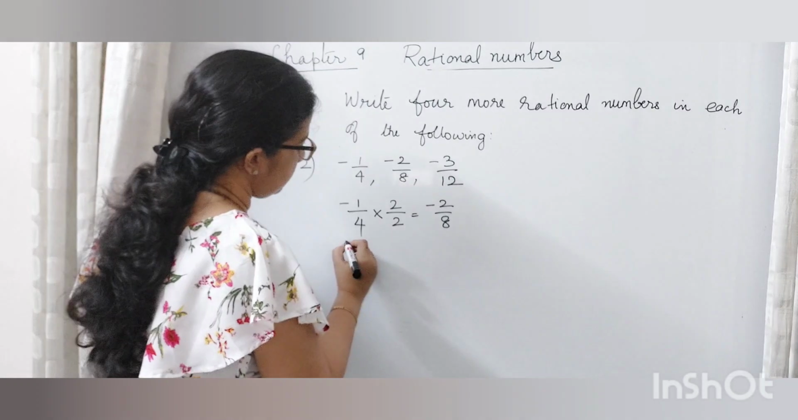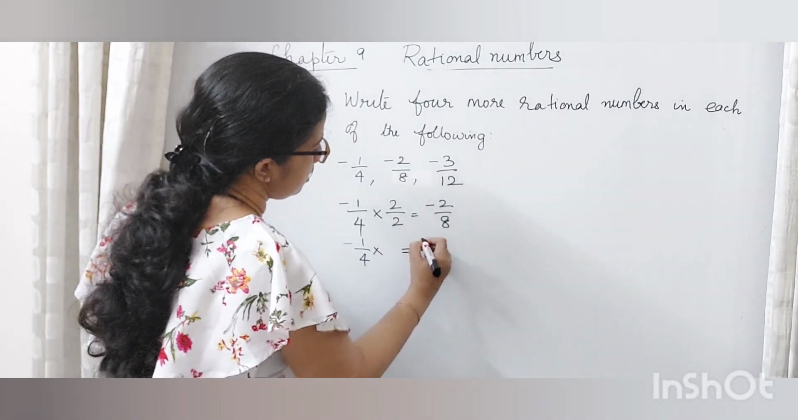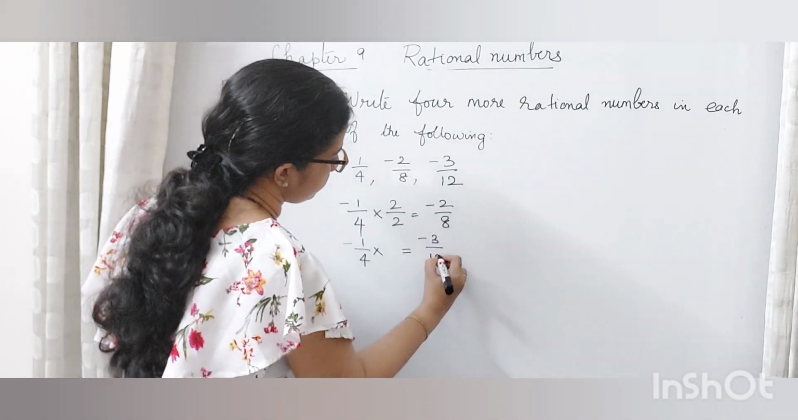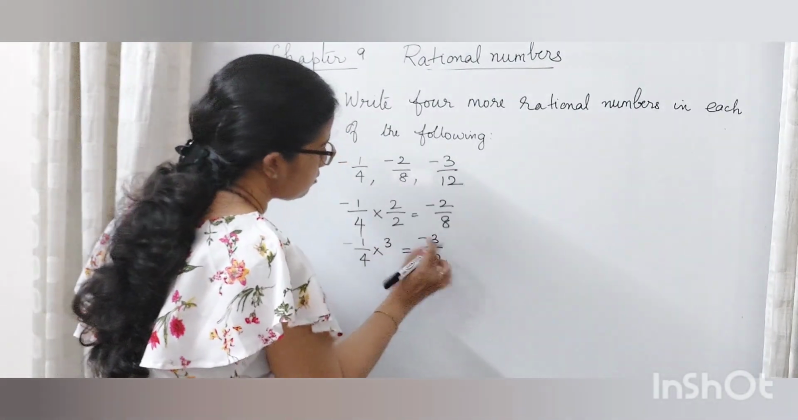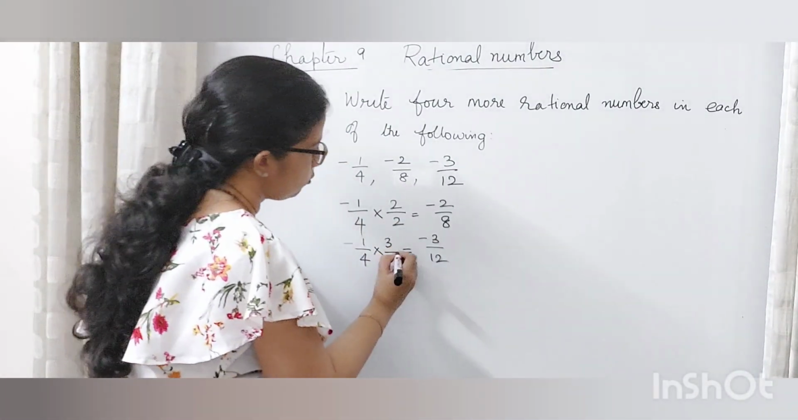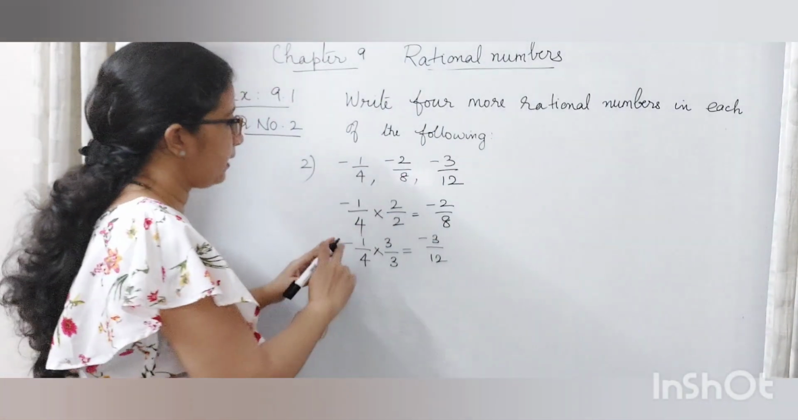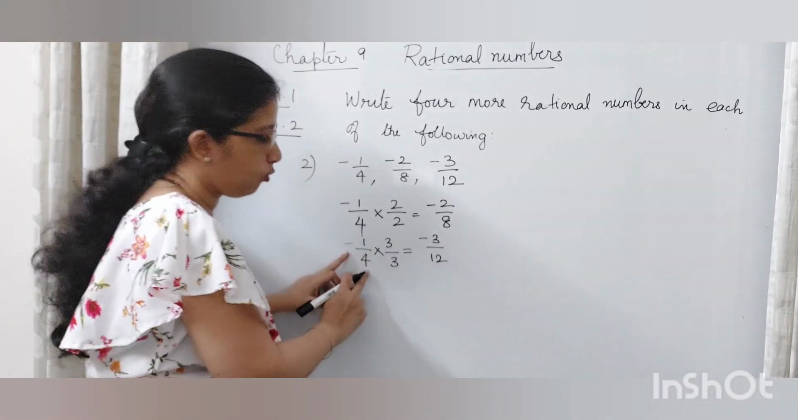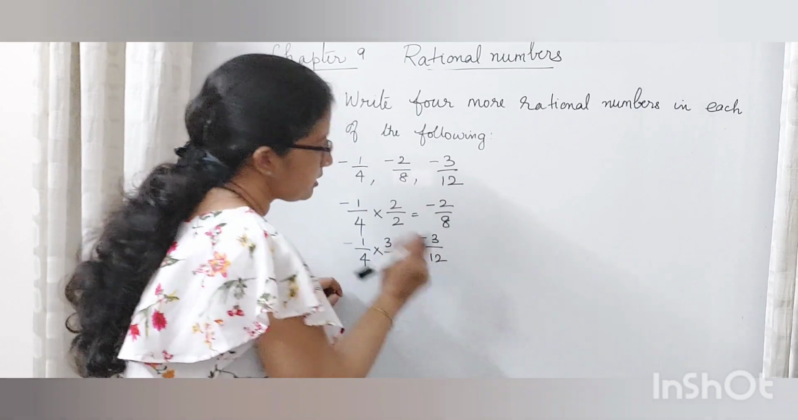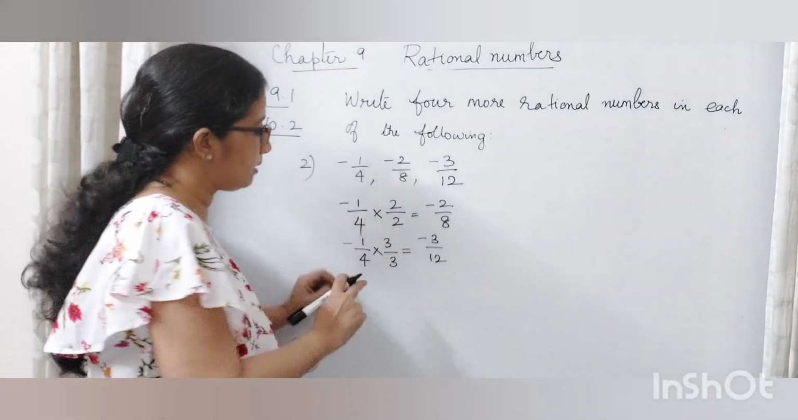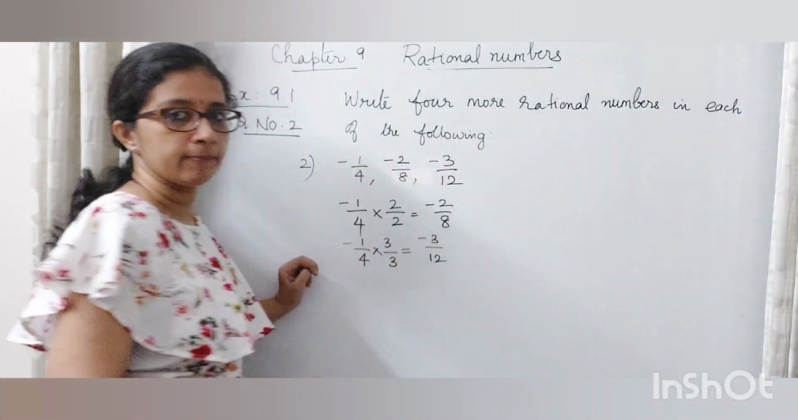Correct? Now let's take the third number. Minus 1 by 4 into what gives minus 3 by 12? We know that minus 1 into 3 gives minus 3. 4 into 3 gives 12. So to get the third number, we multiply the first number, minus 1 by 4, with 3 by 3, to get minus 3 by 12.